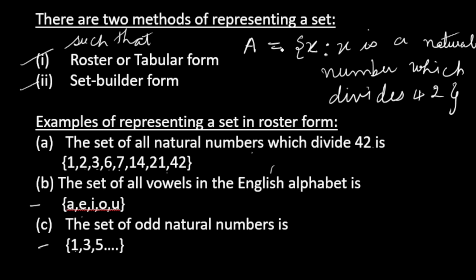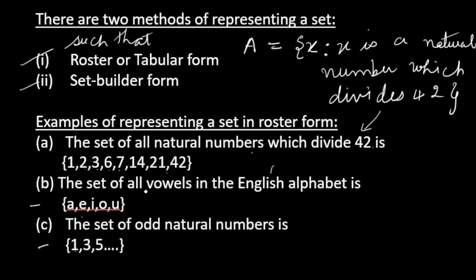Nothing we have done, we just have written A is equal to, same capital alphabet we'll use here, then curly brace, X, any variable we can take, then these two dots colon which we pronounce here as such that. So X such that X is a natural number which divides 42. Just this characteristic we have mentioned.